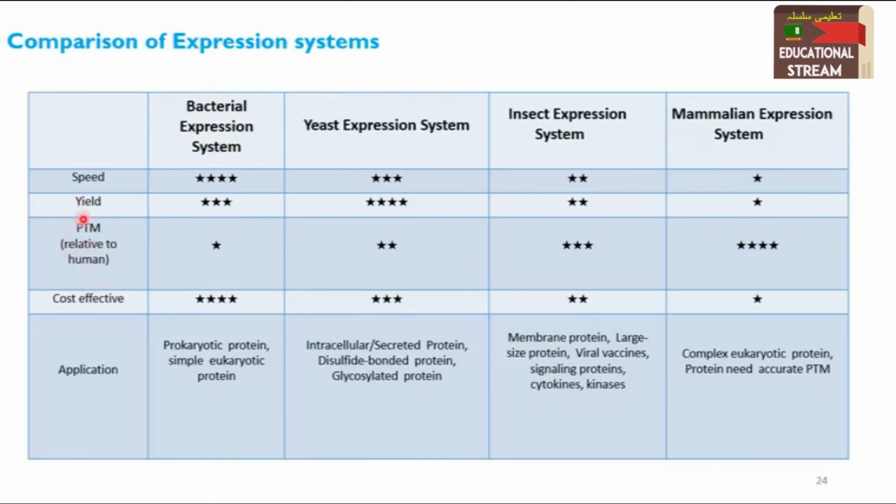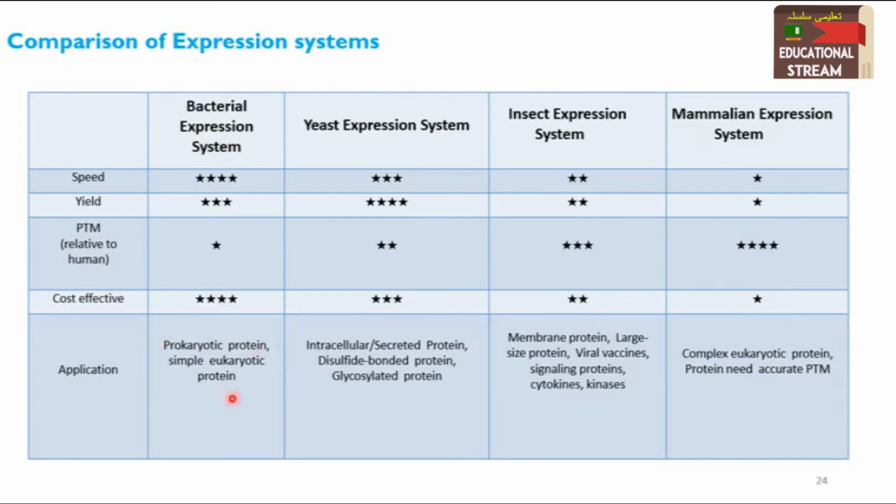For post-translational modification, relative to humans, the modification that is most similar to the original organism occurs in the mammalian expression system, then the insect expression system, then the yeast expression system, and the least post-translational modification occurs in the bacterial expression system. As far as cost is concerned, the bacterial expression system is the most inexpensive, then the yeast expression system, then the insect expression system, and the most expensive is the mammalian expression system.